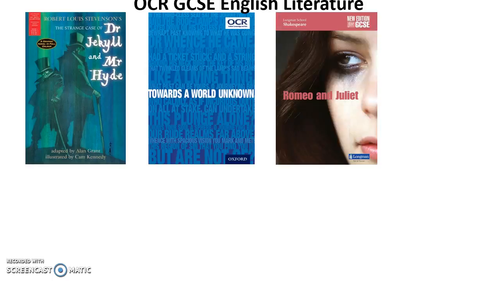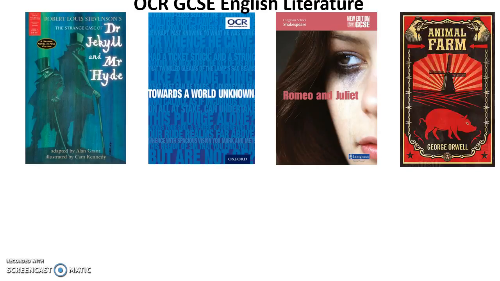We're also studying Romeo and Juliet. We've looked at it in Year 9, we came back to it in Year 10, and we will be coming back to it again in Year 11. And students have just finished studying Animal Farm by George Orwell. So they are the texts for GCSE English Literature.